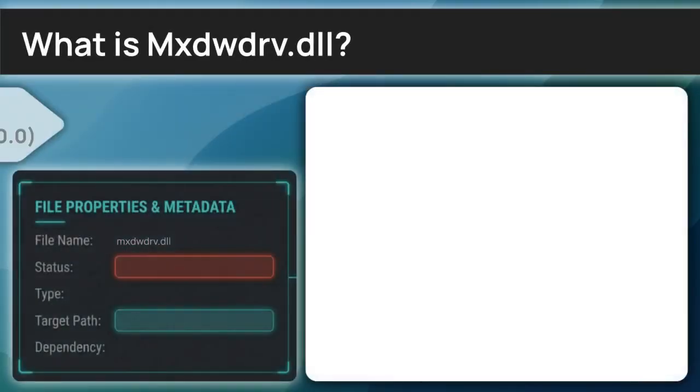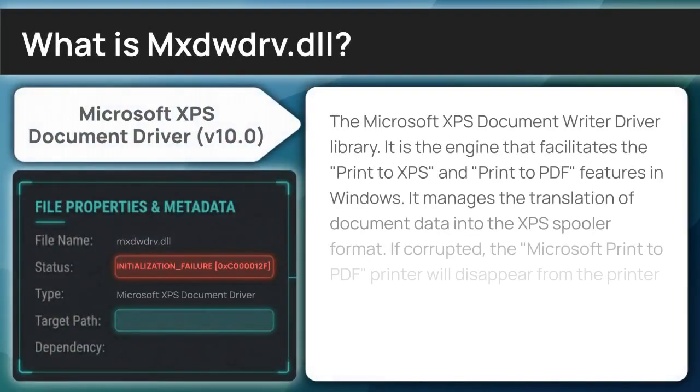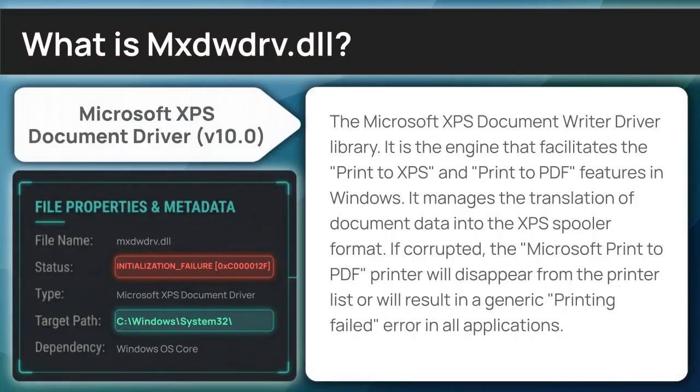This is the Mxdwdrv Driver, the Microsoft XPS Document Driver library. It is the engine that facilitates the print to XPS and print to PDF features in Windows. It manages the translation of document data into the XPS spooler format. If corrupted, the Microsoft Print to PDF printer will disappear from the printer list or will result in a generic printing failed error in all applications.